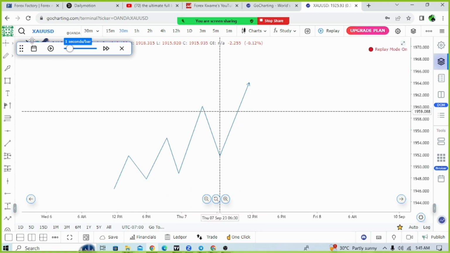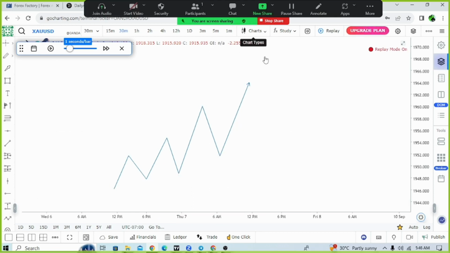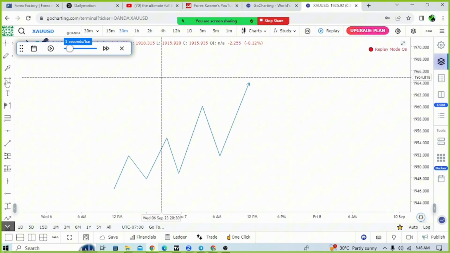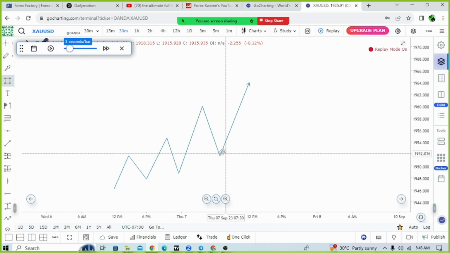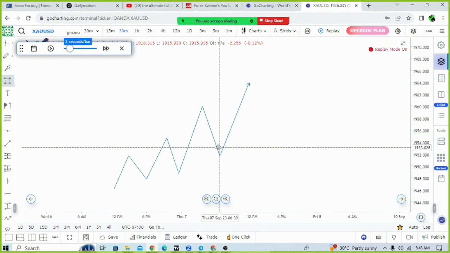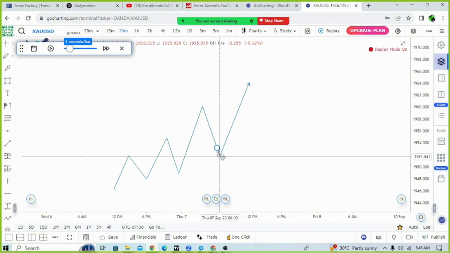You have to wait for a pullback. Let me demonstrate it right here to you. You have to wait for a pullback right here. Let's mark this zone as our demand zone. Okay, so let's mark this zone as our demand zone, guys.